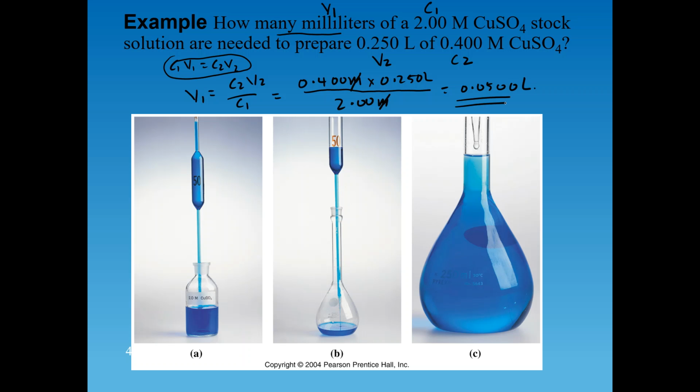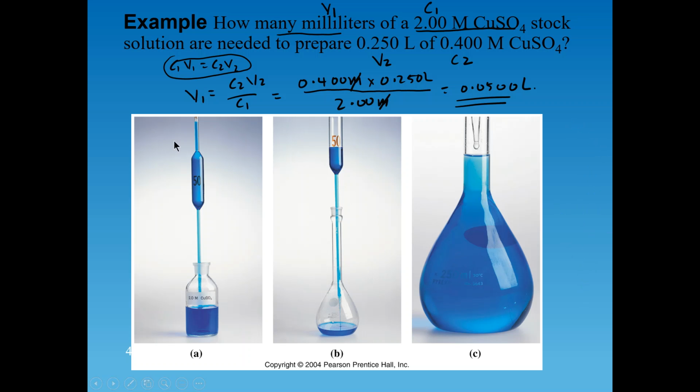So this would be the volume of the more concentrated solution, that is the 2.00 M copper(II) sulfate, that you need to measure in order to make 0.250 liters of a 0.400 M copper(II) sulfate solution. And the pictures that you see here below is basically demonstrating how this is actually done in practice. As I said before, this is done in labs all over where we want to make a solution that is more dilute of a specific concentration.